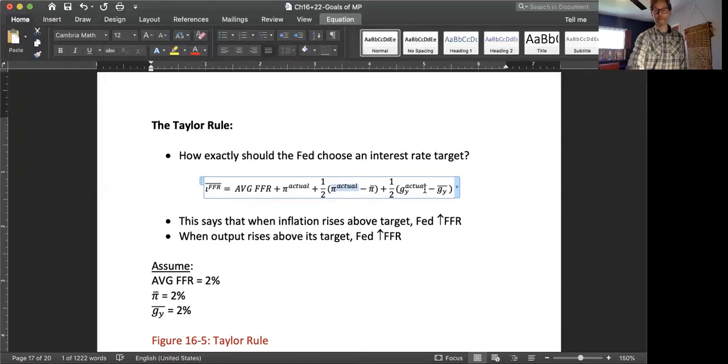What happens if actual output is greater than target output? Then we once again want to raise interest rates because we're growing too fast. So if actual output is greater than our target, we raise interest rates to slow the economy down. That's just what this Taylor rule is saying.